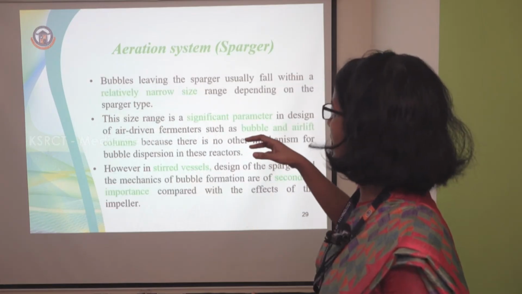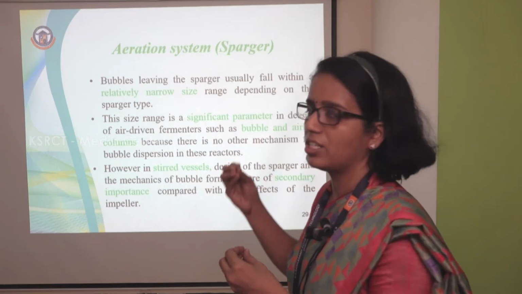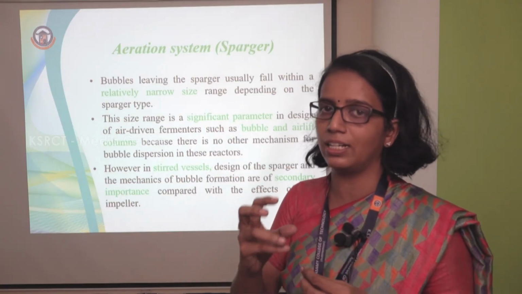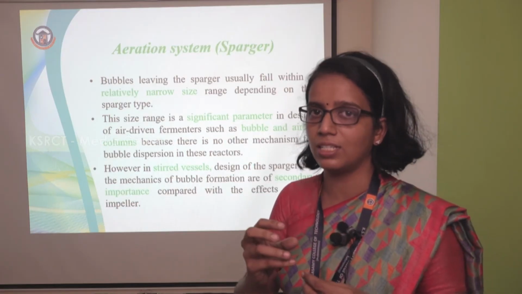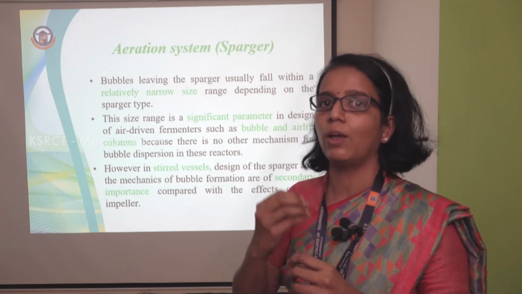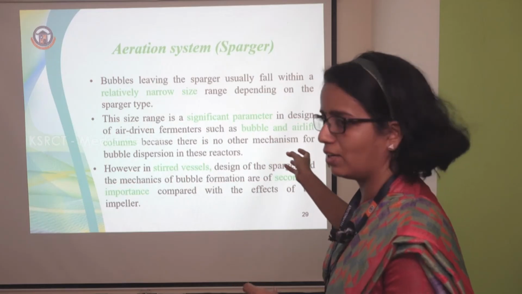Let's see how the sparger or the aeration system is normally specified. It is based on the size of bubbles that is produced by the sparger. So when you need to mention the sparger system, you also need to mention the size of bubbles that evolve from a particular fermenter. Let's see some of the types of sparger.